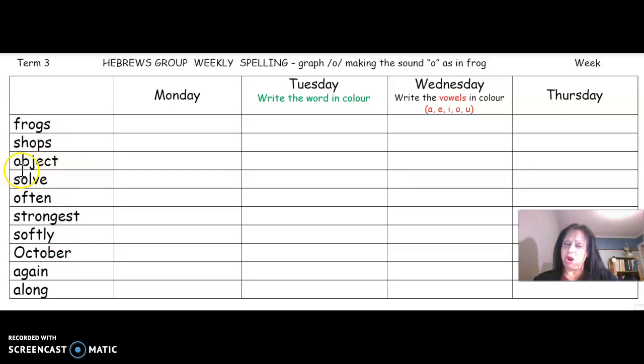So let's go to object. What's an object? An object is a thing. If you are holding a pen or a pencil, you are holding an object. Let's sound object out. O, B, J, E, K, T. 6 phonemes or 6 sounds. You're going to need to know this for Thursday's activity when you do the spelling grid. Okay, so there are your words. Practice, practice, practice, practice.